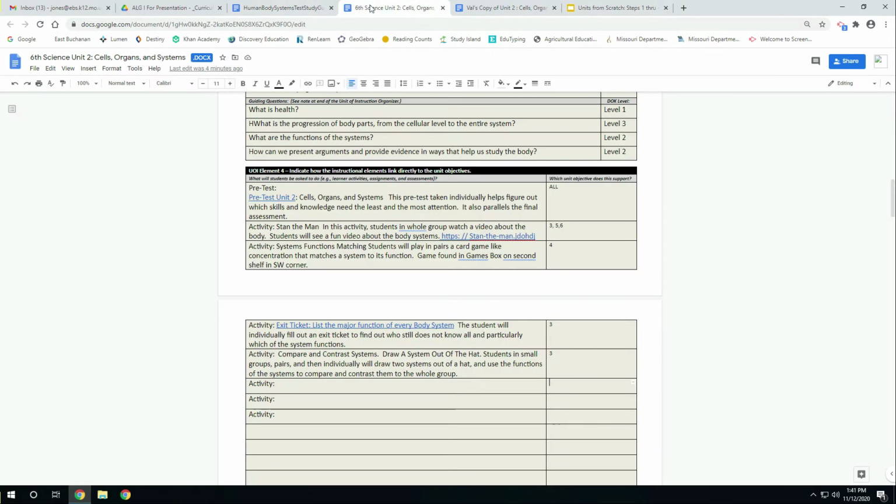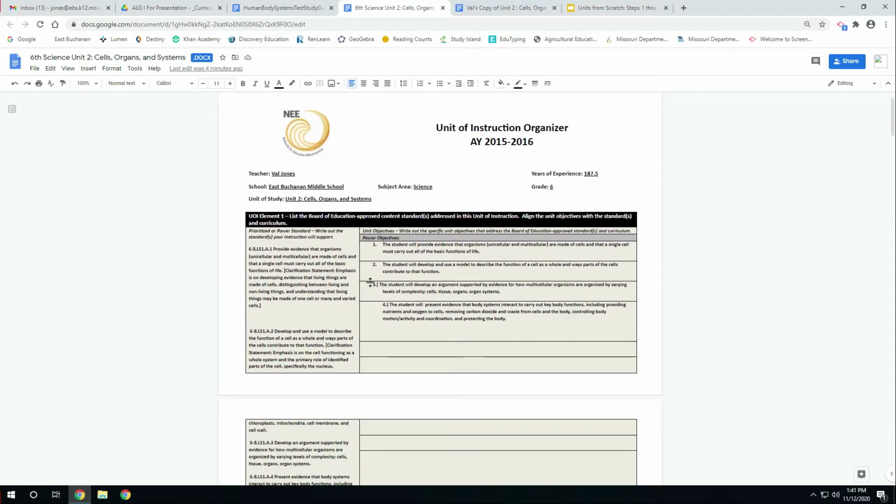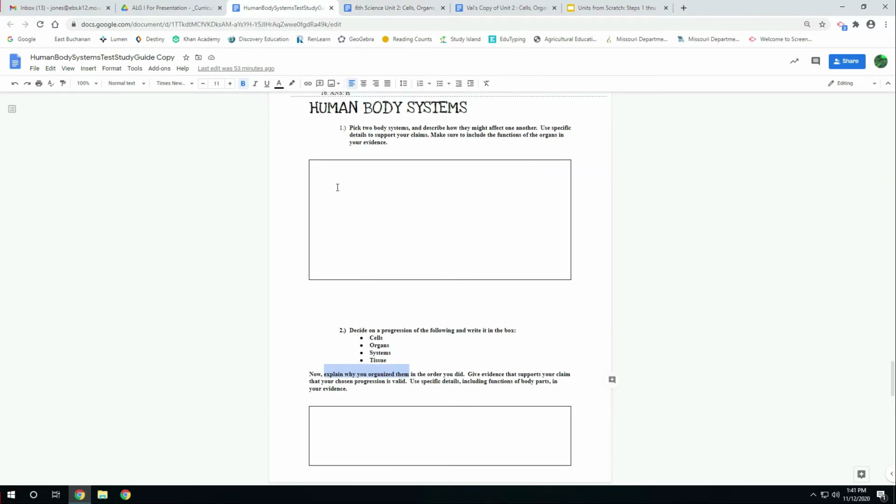So first of all, here's my UOI for this particular unit. And I notice that 3 is this objective that goes with this standard. Student will develop an argument supported by evidence for how multicellular organisms are organized by varying levels of complexity: cells, tissues, organ systems. Yikes. Okay, that's a big thing. All right, let's look at the test questions.